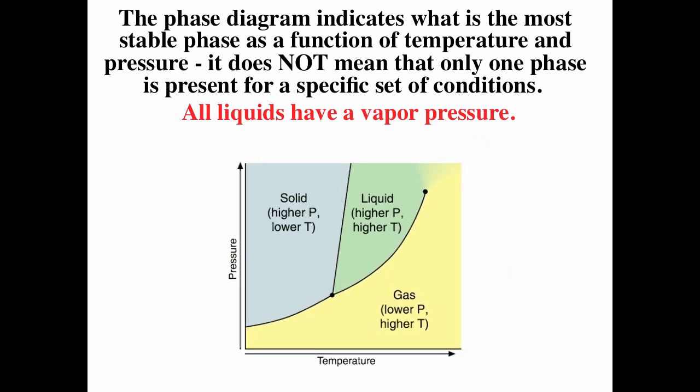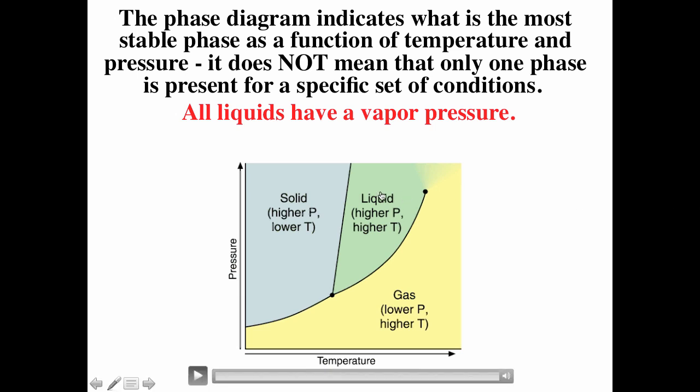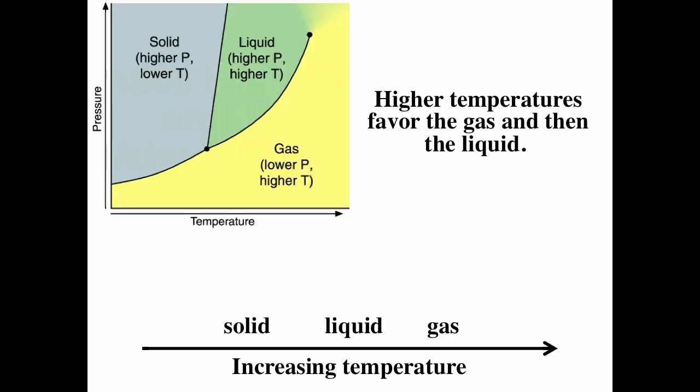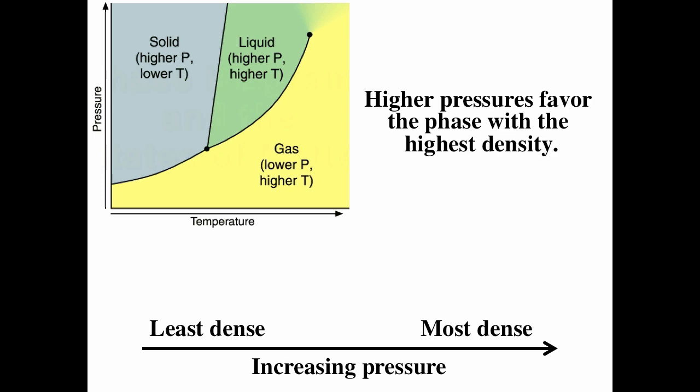And so again, the different regions tell you what is the most stable phase. Here in the green region, you'll have liquid. Liquid is the most stable phase, but you also will have gas because all liquids have a vapor pressure. Now, higher temperature prefers the gas. So as you heat something, it will become a gas if it doesn't decompose. High pressure favors the phase with the highest density.